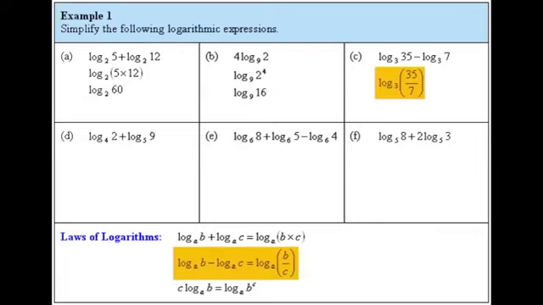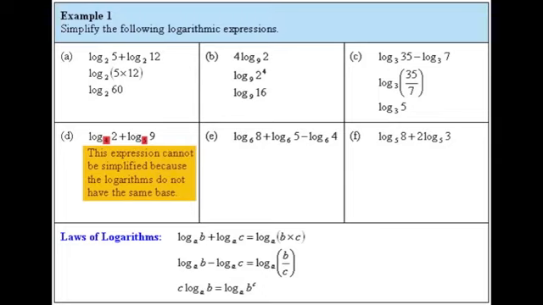In question C, I have log base 3 of 35 subtract log base 3 of 7. Again, these two logarithms have the same base of 3, so I can use my second law of logs to simplify it. It can now be expressed as the log base 3 of 35 divided by 7. And when that division is completed, I'm left with my final answer of log base 3 of 5.